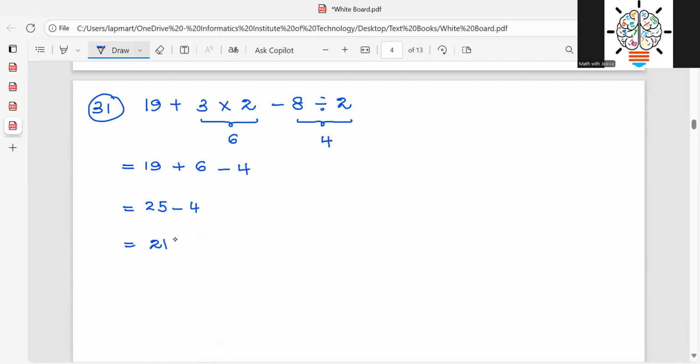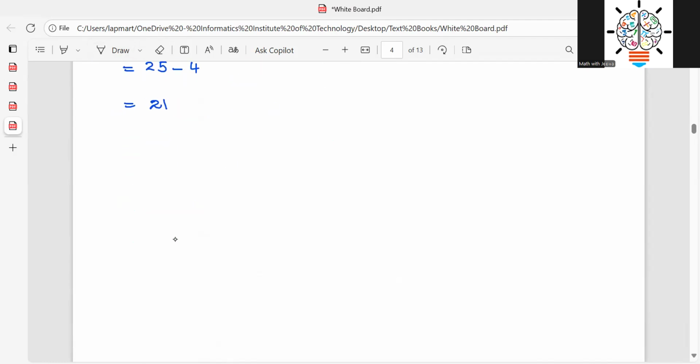So that is done, right? I double check whether I did it correctly. 8 divided by 2, 4. 3 times 2, 6. 19 plus 6, it is 25. 25 minus 4, it is 21, right? So then this is 32, and 7 multiplied by 2 minus 3 plus 6 divided by 2.